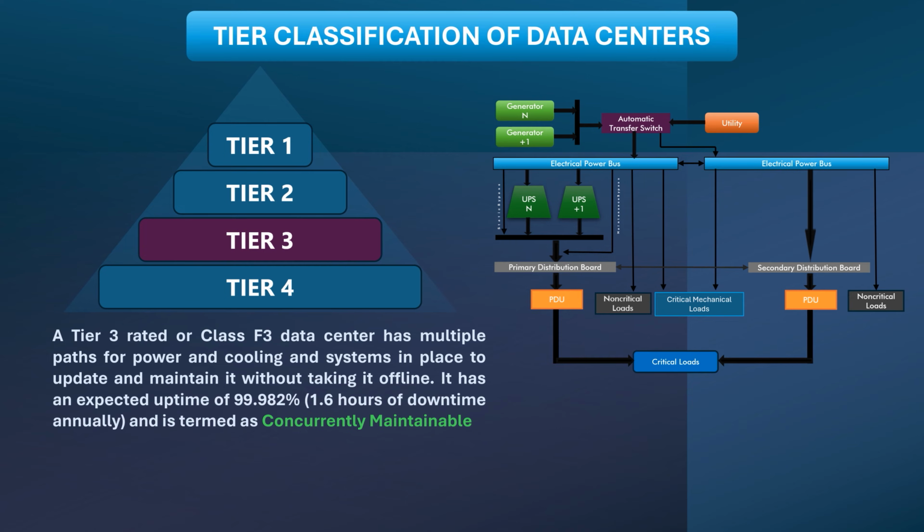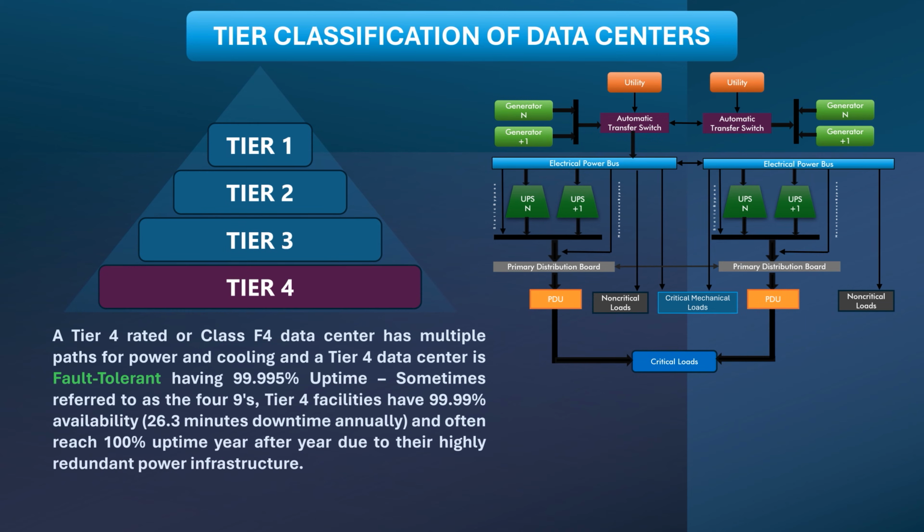Tier 3. A Tier 3 rated or Class F3 data center has multiple paths for power and cooling and systems in place to update and maintain it without taking it offline. It has an expected uptime of 99.98%, 1.6 hours of downtime annually, and is termed concurrently maintainable.